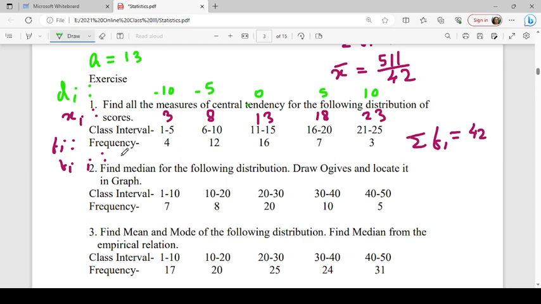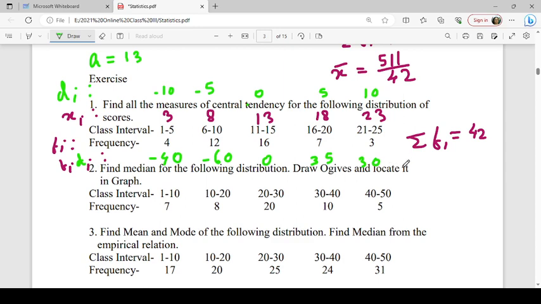So fi di, we'll write here fi into di. So fi di is, 4 into minus 10, it is minus 40. 12 into minus 5, it is minus 60. 16 into 0, it is 0. 7 into 5, it is 35. 3 into 10, it is 30.